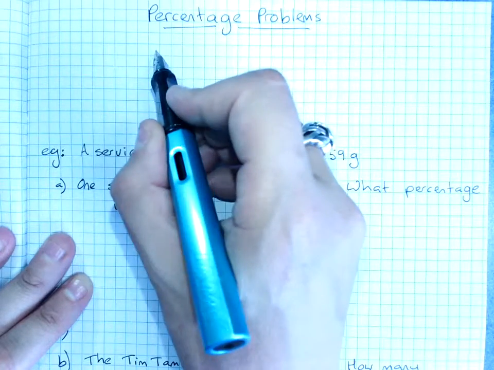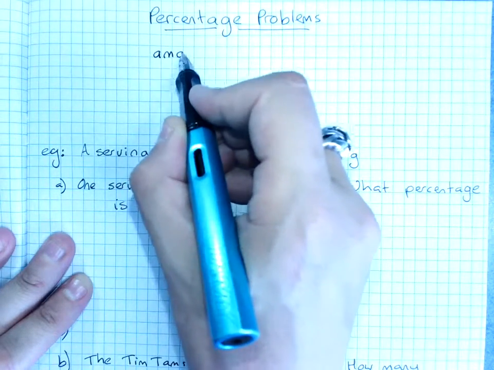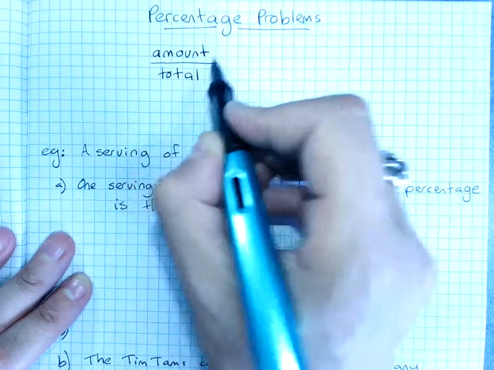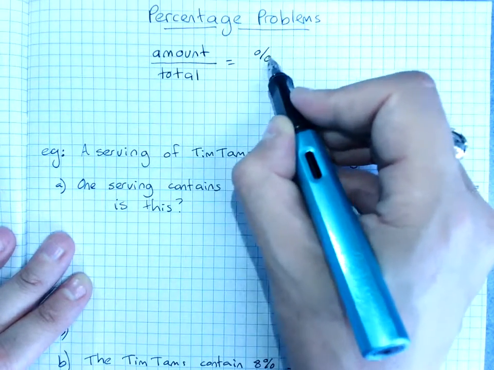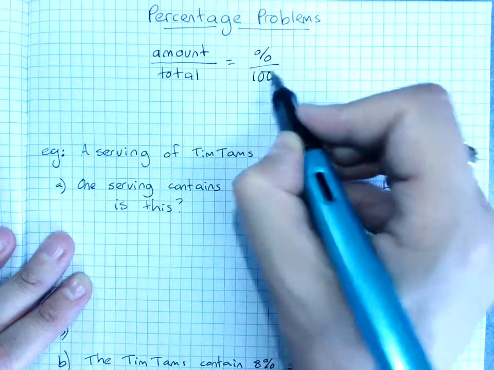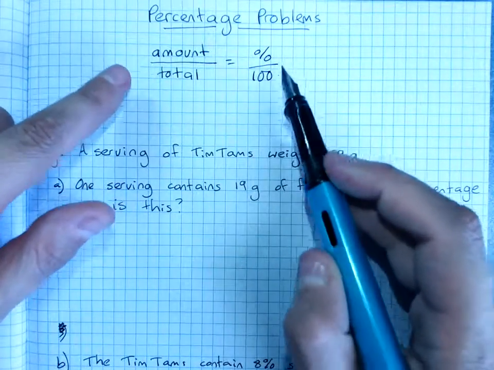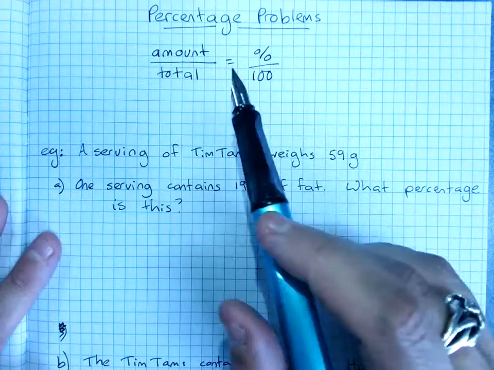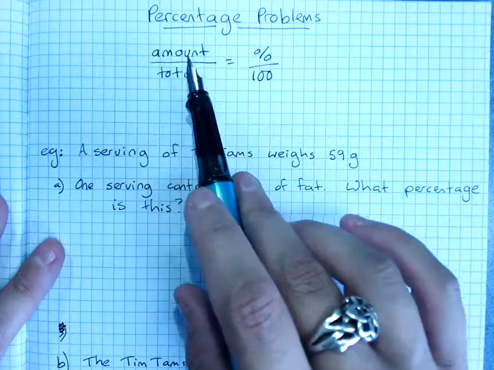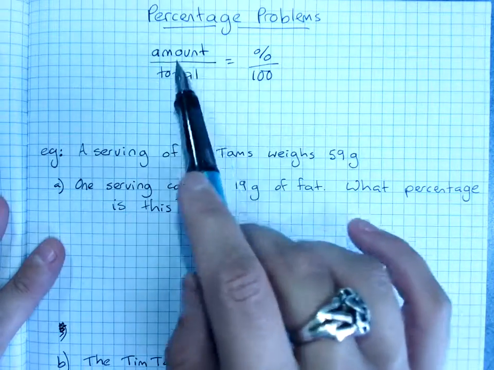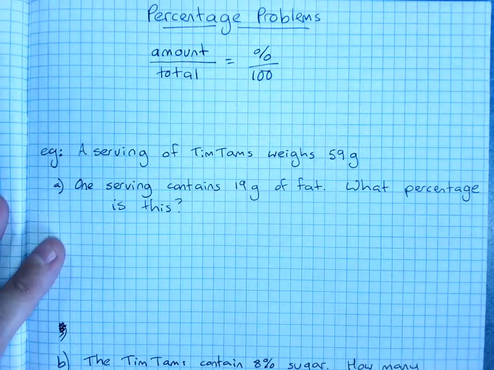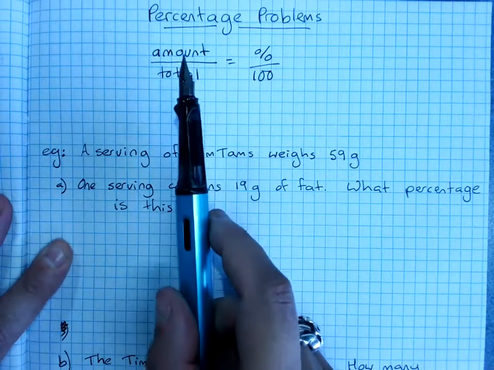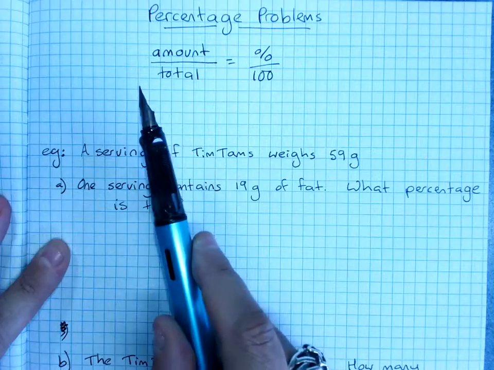Any percentage problem is going to have an amount out of a total, and that will equal a percentage out of 100. So percentages are really just equivalent fractions out of 100. Each question is going to provide you with a few of these parts, and you'll have to find the one that's missing. And your approach is to identify which of these parts you have in the question.